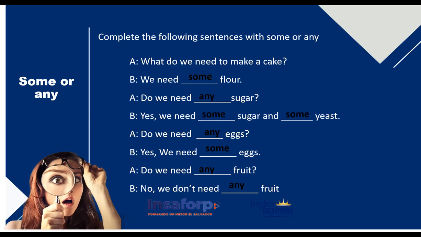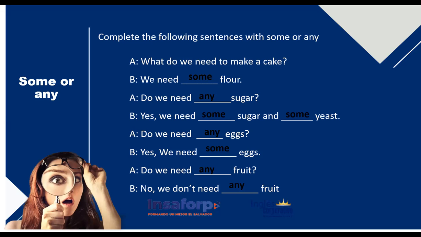If no more questions, I need two volunteers to practice this small conversation, please. Who wants to participate tonight? Two volunteers to practice this conversation. Me. Thank you, Beatriz. And any other volunteer? Thank you, Julian. So, Beatriz, you are going to be A, and Julian, you are going to be B. You can start, please.